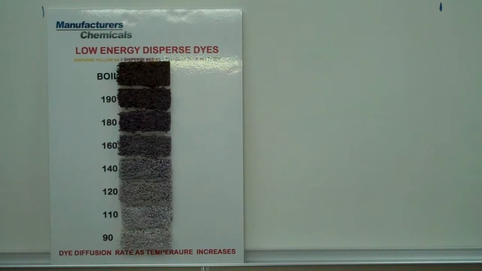To discuss low energy dispersed dyes on polyester carpets or fabrics, it's very important to establish a baseline. And so what we have done is we've taken what we consider to be the industry standard colors: dispersed yellow 64, dispersed red 60, and a mixture of blue 56 and 77. Those dispersed dyes are standards of the industry.